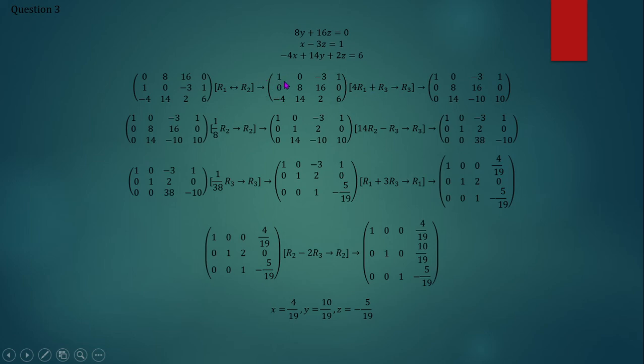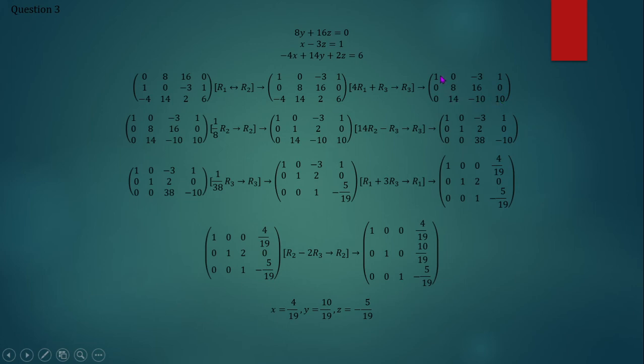Next, this one is a non-zero pivot, so it is safe. Moreover, it is 1, so I don't need to modify it anymore. Here, we don't have to modify it either because it is already 0. -4, however, is not 0. We want to eliminate -4 so that it becomes 0. 4 R1 plus R3, substitute into R3. We get 0, 14, -10, and 10.